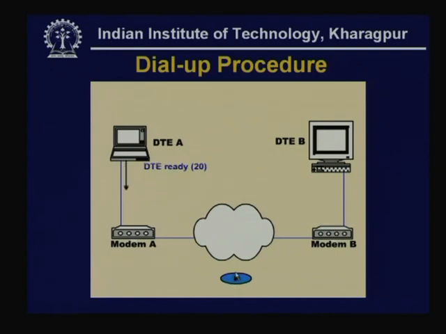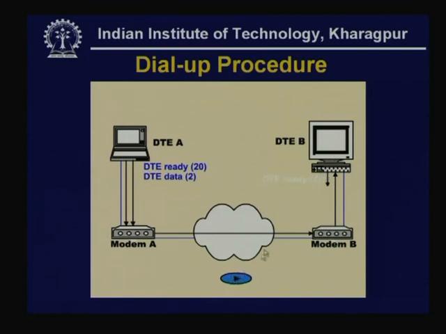First, the DTE sends the DTE ready signal to the modem. It also sends the telephone number, since it is connected through the telephone system. So the telephone number is sent through the data lines. On receiving that, the modem sends the ringing signals that go to the other end, and whenever the modem receives it, a ring indicator signal goes to the other end DTE.